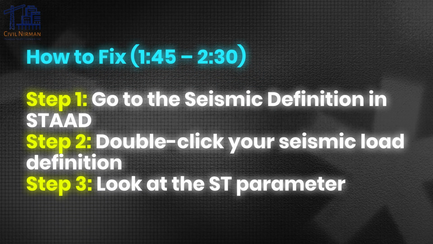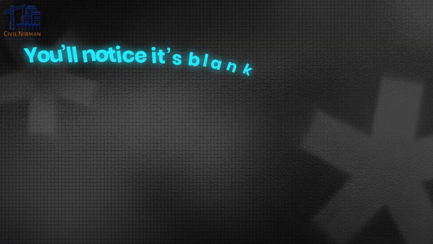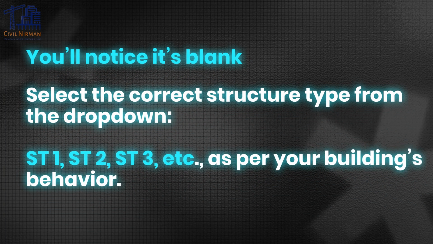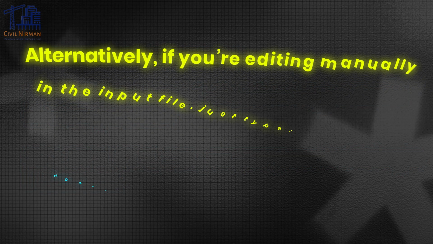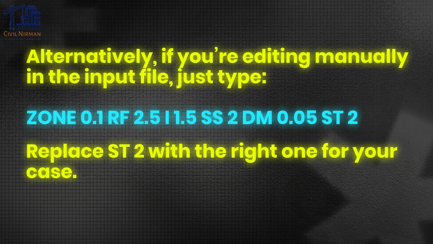Step number 1: go to the seismic definition in STAAD Pro, double click on your seismic load definition, then look at the ST parameter. You'll notice this is blank. You can select the generate option and choose the correct structure type from the drop down list in the updated version, or in the older version you have all these parameters, as you can see, ST1, ST2, ST3, as per your building's behavior. Alternatively, if you are editing manually in the input file, just type the following syntax as I mentioned over here. So replace your ST2 with the right one for your building type based on your structural category.